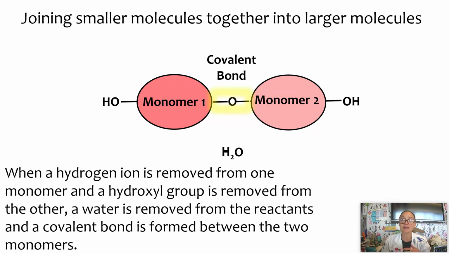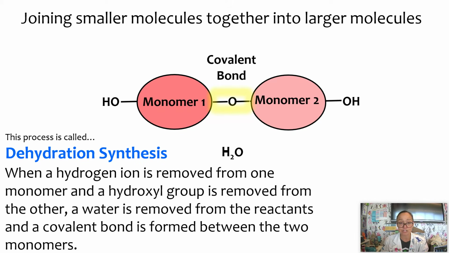So when we carry out the process of joining two monomers together, we remove the water, we essentially dehydrate the molecule, they've lost the water, and we built or synthesized a covalent bond. This process is called dehydration synthesis. We've dehydrated the molecule and we've synthesized or built a covalent bond between the two monomers. Now we can continue carrying out dehydration synthesis to continue to build this long chain of repeating monomers.